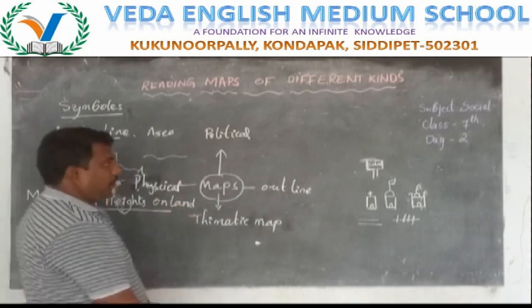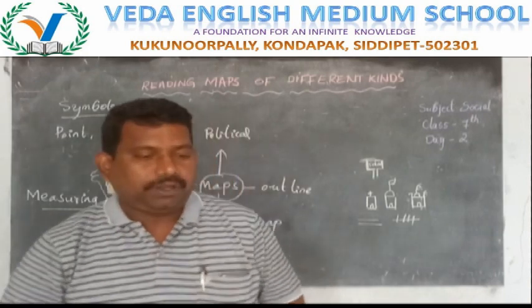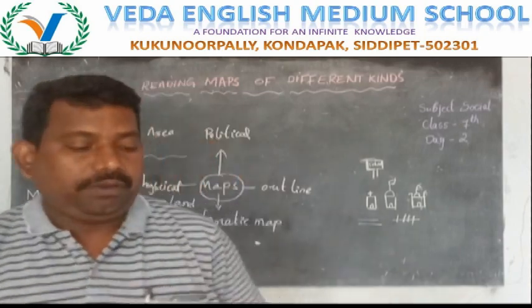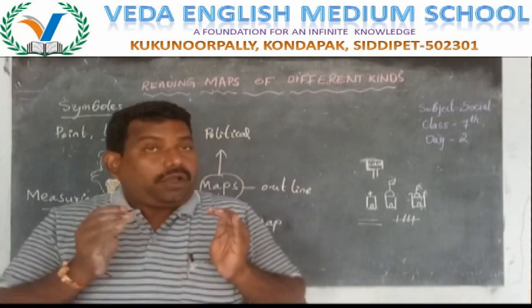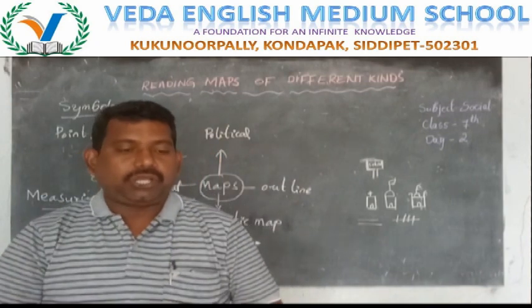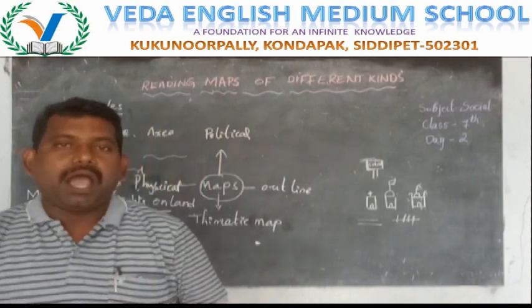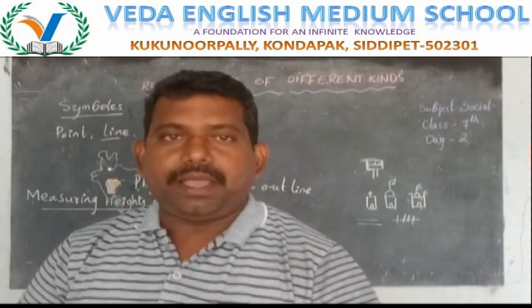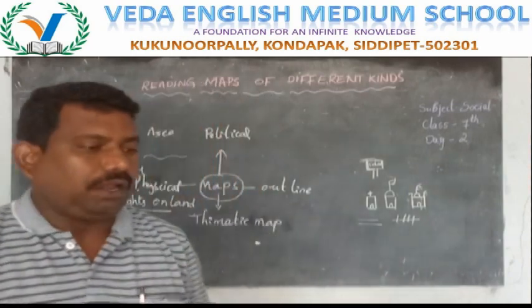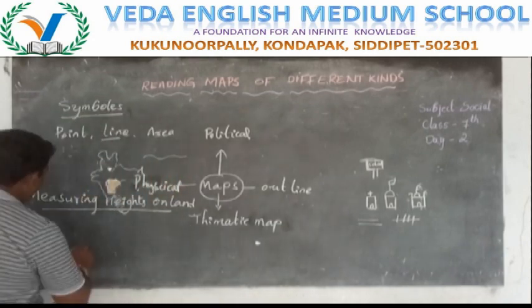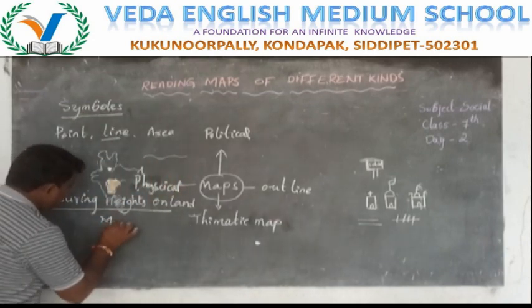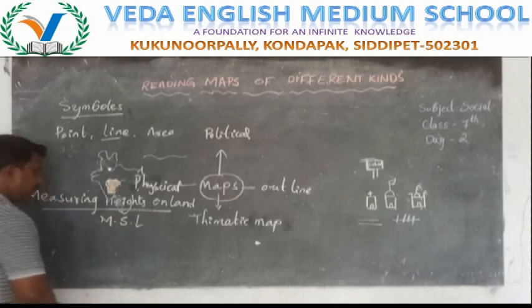Hey children, measuring heights on land. How do we measure? All the heights on the land are calculated from the mean sea level. From where are all the heights calculated? From the mean sea level. Understand?